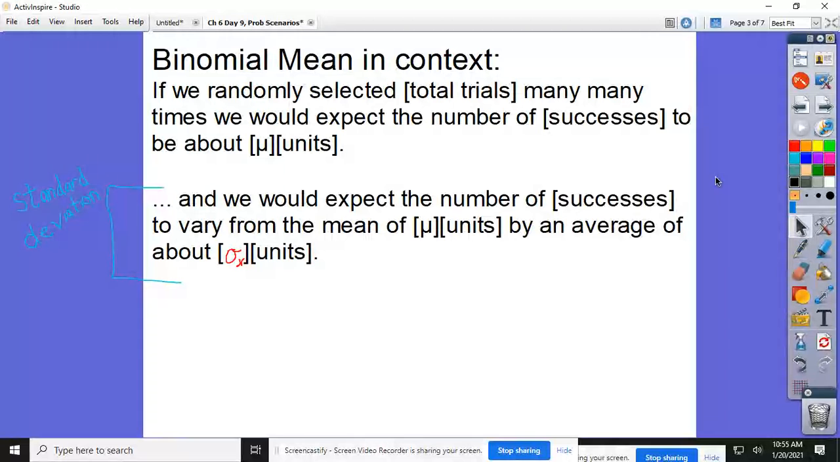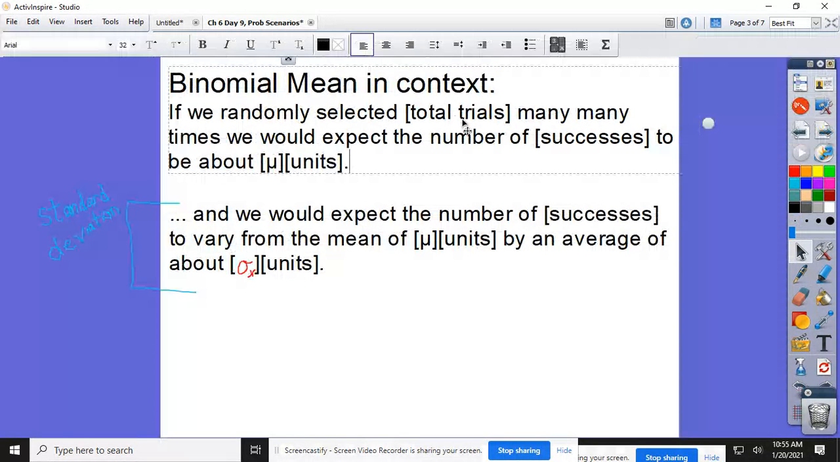This one is missing a word. That top one's missing a word, and you should know what it is, right where my cursor is. What? I should say average.